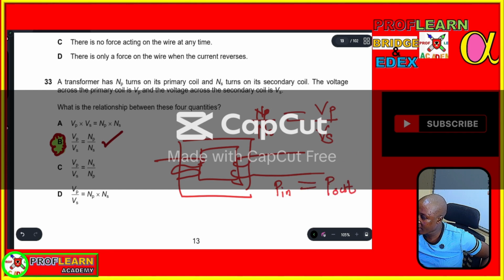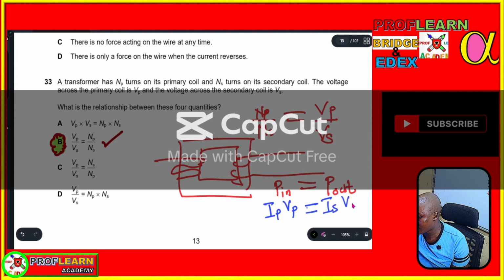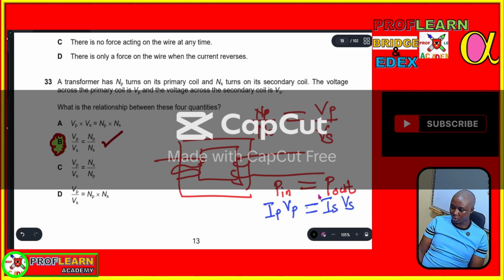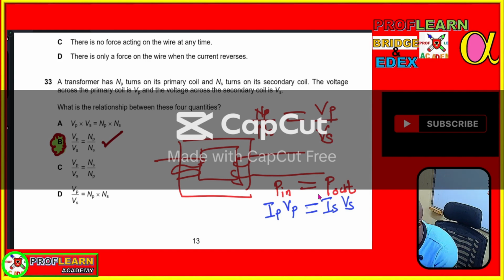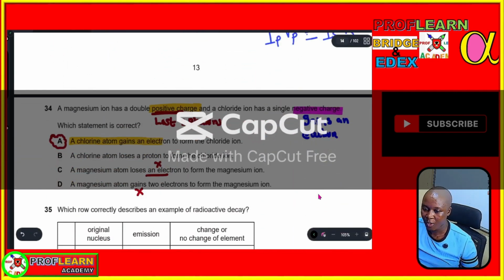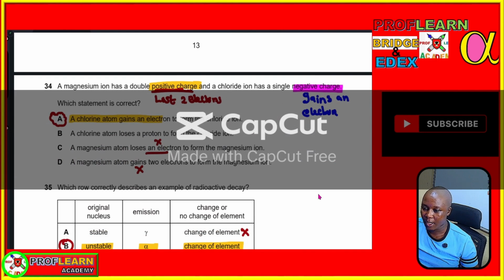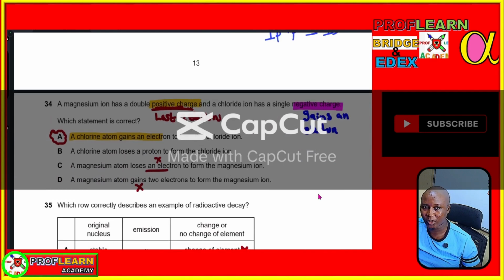So which will mean then another formula you may be asked in this exam is that current in the primary coil times voltage in the primary coil is equal to current in the secondary coil times voltage in the secondary coil. So you also need to remember this formula, so in the event a question is asked from here, you are able to answer that.